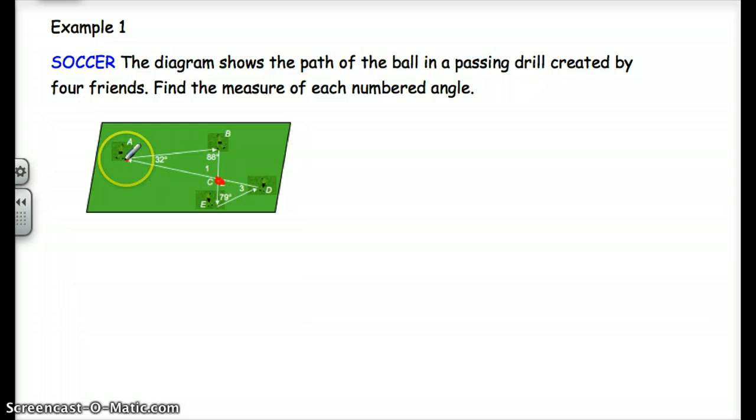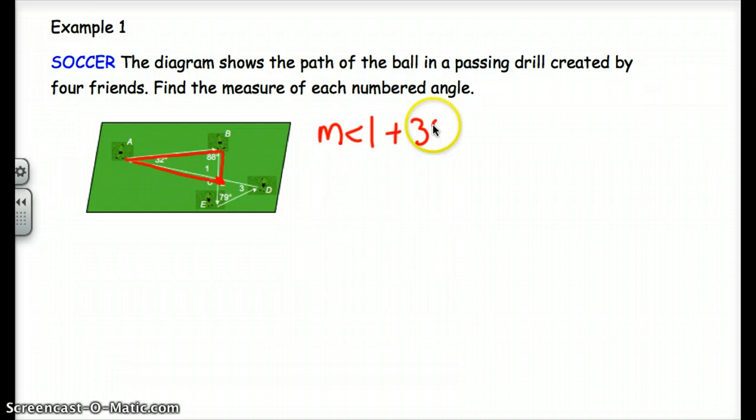I'm first going to focus on triangle A, B, C, and those angles are going to add up to 180 degrees. So my work here should be the measure of angle 1 plus 32 plus 88 equals 180.